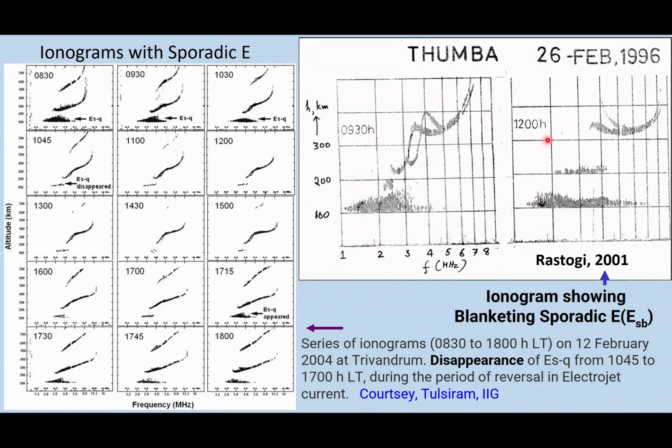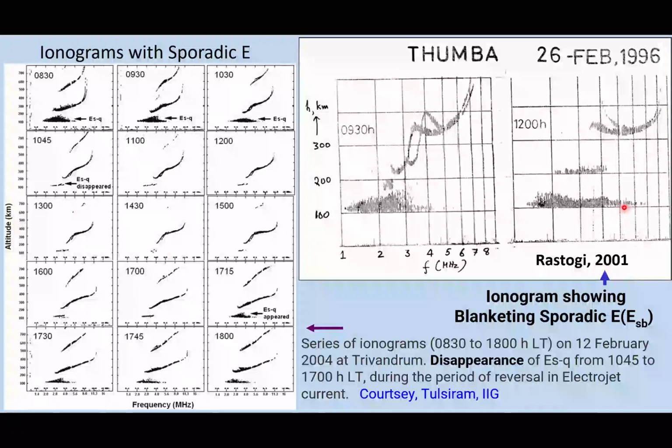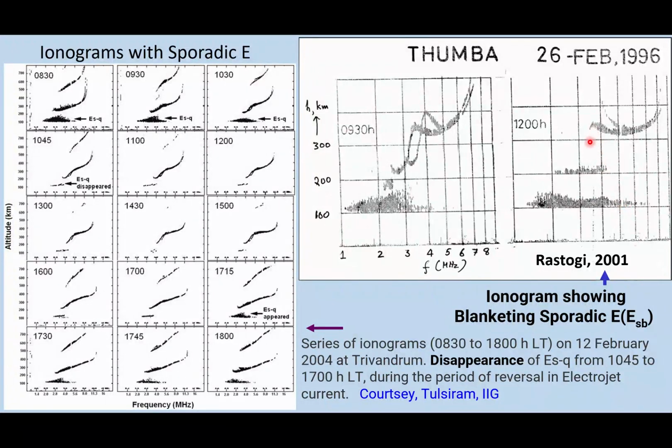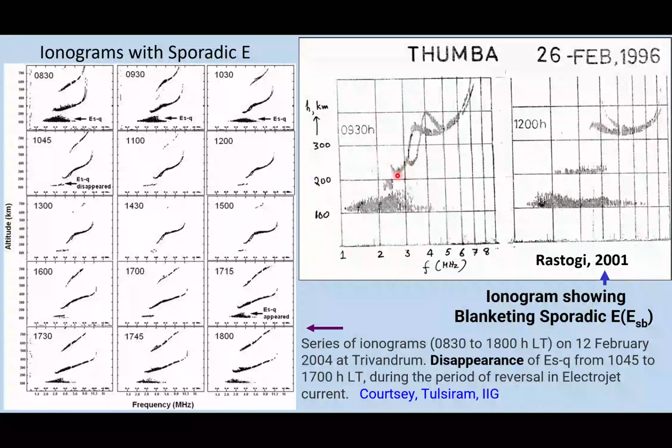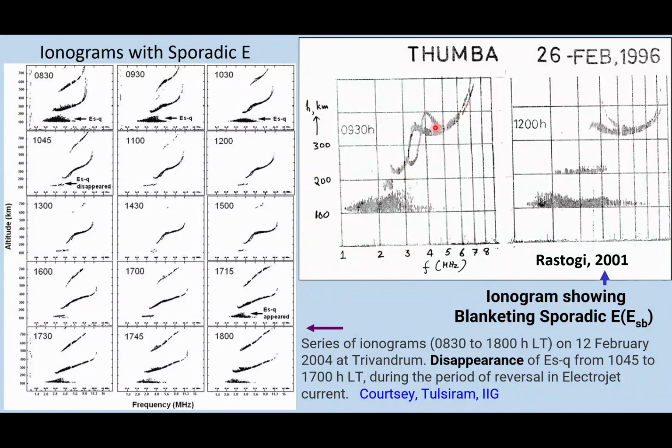The E region structures are extended over a much longer range of frequencies, and because of the presence of these structures, we are not getting any echo from the F region of the ionosphere, as should have been here. Whereas you see here the F1 region echo, and this is due to the F2 region. So here that F1 region echo is not coming.